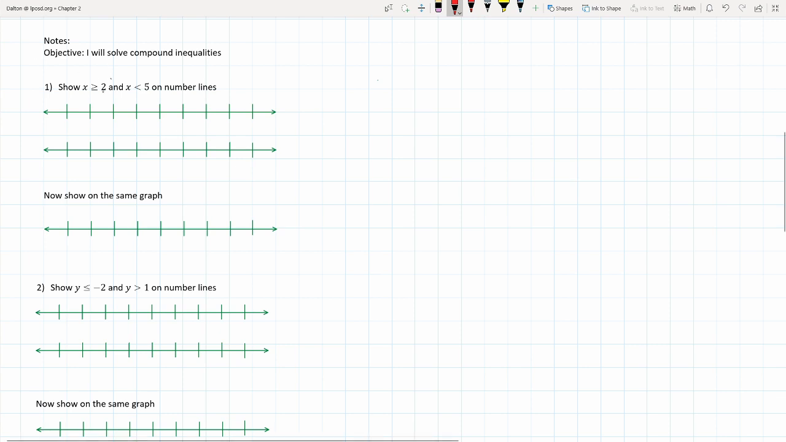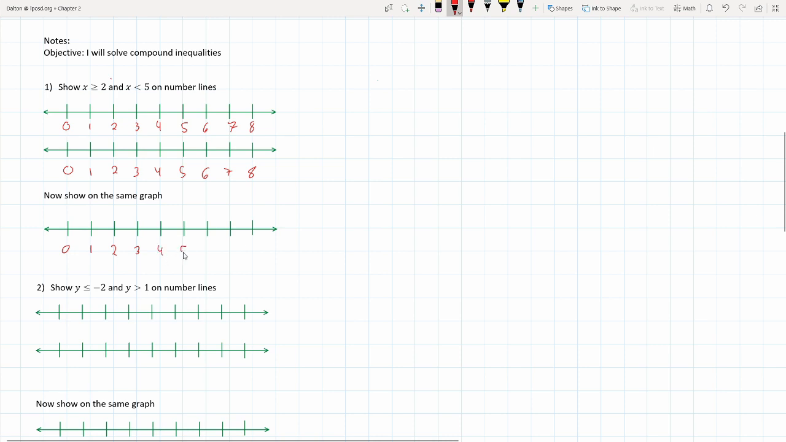So looking at the first one, we have show x is greater than or equal to 2 and x is less than 5 on number lines. So I'm going to number my number lines. I'm going to build them both at the same time. That way we're able to see it a little better. I'm going to start with 0 and then go 1, 2, 3, 4, 5, 6, 7, 8. And I'm actually going to keep that between all of them. It helps us see that just a little bit better. 4, 5, 6, 7, 8. You don't necessarily have to, but I do recommend it just to help you see everything happening.